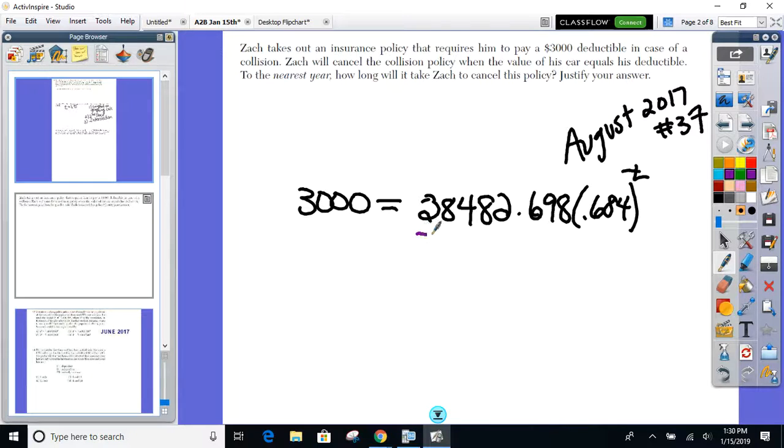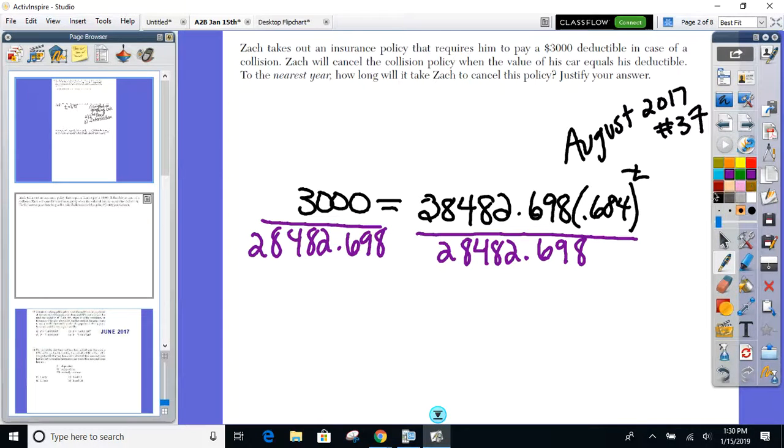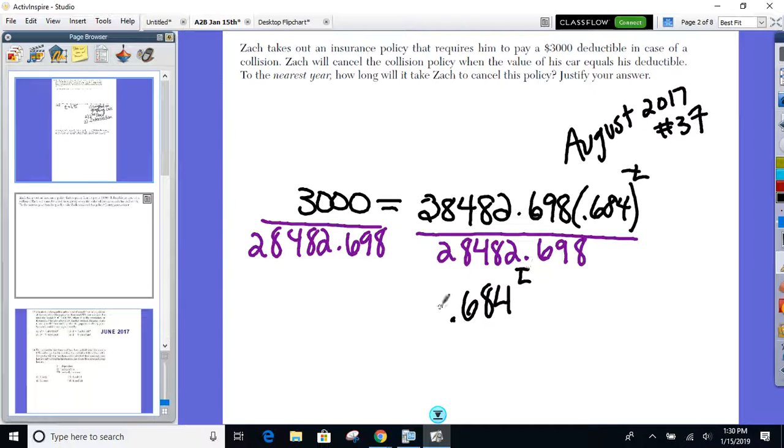Divide both sides by the number out in front, 28,482.698. Divide both sides. So on the right side, I'm left with 0.684 to the T. And hopefully, what are you not doing to this number right now on the left side? Hopefully, you're writing it all out. Do not round it. I'm getting 0.1053271007.